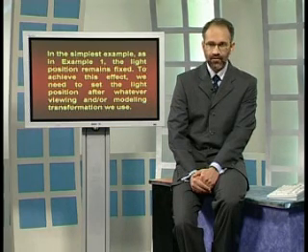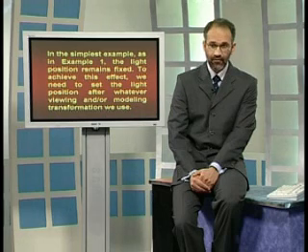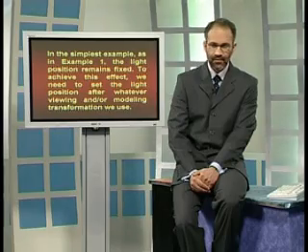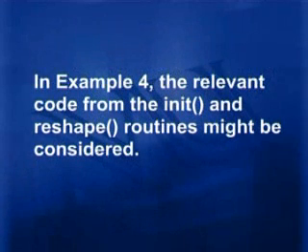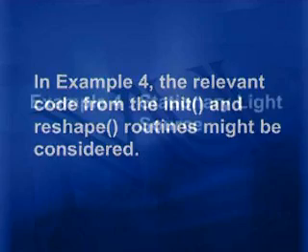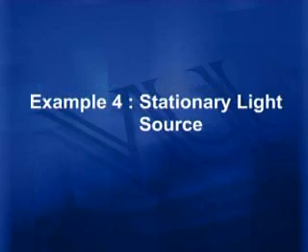To achieve this effect, we need to set the light position after whenever viewing and or modeling transformations are used. So whenever we make use of viewing and modeling transformations, we should specifically set our light position to the very one that we selected in the beginning, so that no impact of those computations should have an effect on the position of the light. In example number 4 that you will be having in your notes, the relevant code from the init and reshape routines might be considered in order to understand this concept.